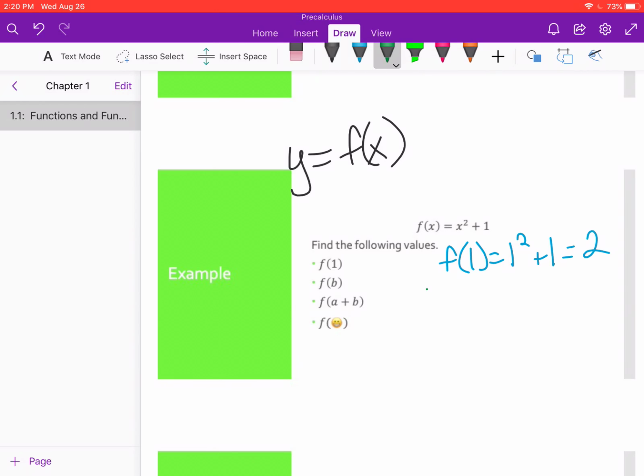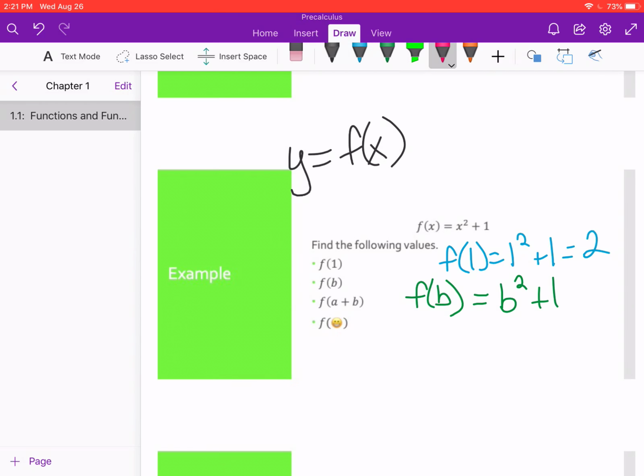Let's try the next one, f of b. Even though this is just a letter instead of a number, it still works the same way. Wherever we see an x, we're going to put b now. So b squared plus 1. That doesn't simplify, so we're going to leave it.